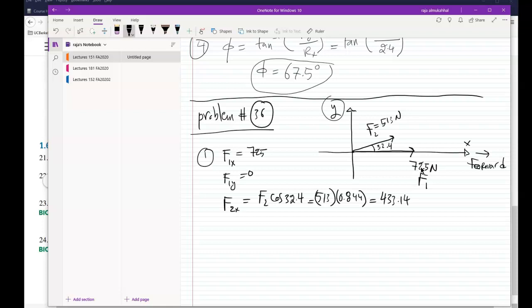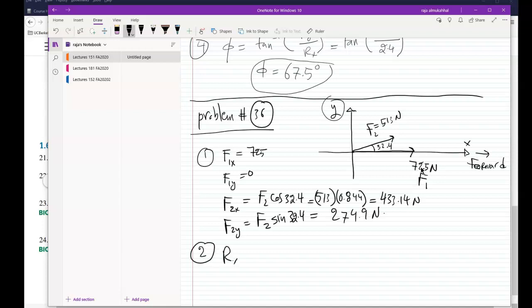433.14 Newton. Okay? And then F2y, well, what is it? F2 sine 32.4. Again, I can do this in one shot. So sine 32.4, multiply this by 513. Answer 274.9. 274.9 Newton. There we go. That's my first step in the recipe on how to find it.